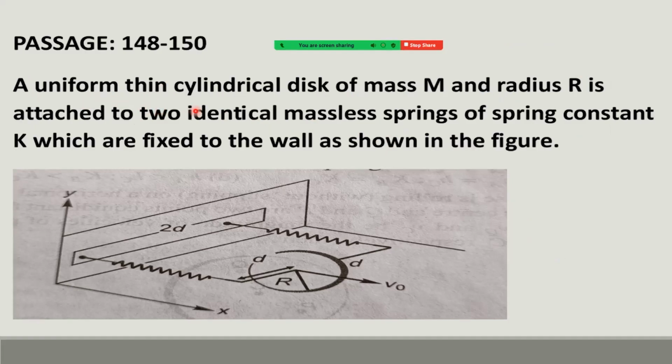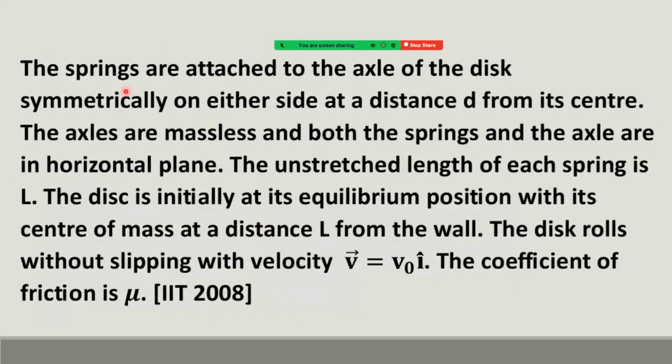A uniform thin cylindrical disc of mass m and radius r is attached to two identical massless springs of spring constant k which are fixed to the wall as shown in the figure. This is the cylindrical disc, connecting two springs to the axis of the disk. The springs are attached to the axle of the disk symmetrically on either side at a distance d from its center.